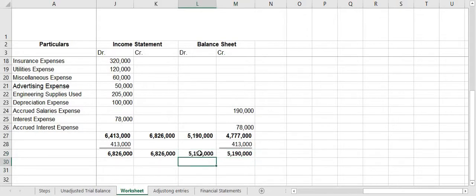Ayan. So, trivia lang, pag yung difference nila is nakahiwalay, in this case, dito sa income statement mo, naka-debit siya, tapos sa balance sheet mo, naka-credit siya, meaning nakahiwalay sila. Accordingly, it indicates profit. Pero, pag yung difference nila, inilagay natin dito at inilagay natin dito, meaning, pag magkatabi yung difference nila, meaning, it indicates loss. Ayan.